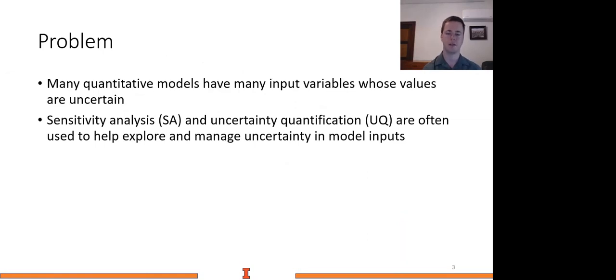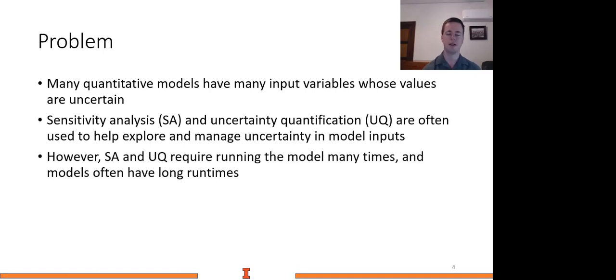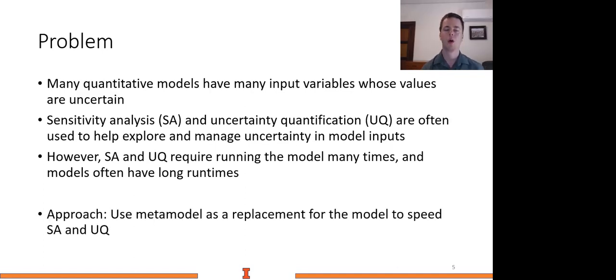Sensitivity analysis and uncertainty quantification are techniques or approaches that people use to help explore and manage uncertainty in model inputs. However, sensitivity analysis and uncertainty quantification traditionally require running the model many times, and many realistic models of complex systems often have long run times, so it's often infeasible to do traditional sensitivity analysis and uncertainty quantification on these sorts of models. One approach to dealing with this problem is to use metamodels. Metamodels can be a stand-in for the base model that allows a much faster sensitivity analysis and uncertainty quantification.